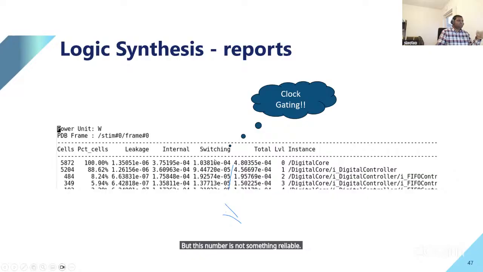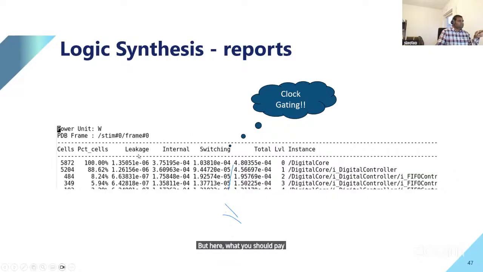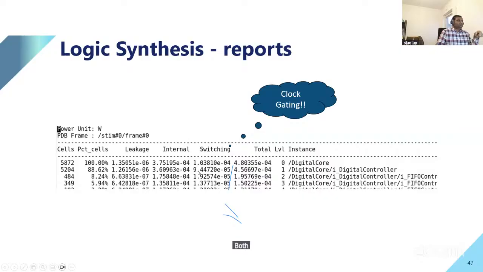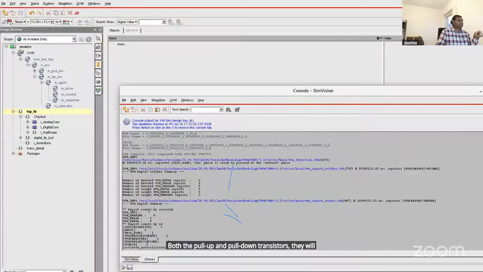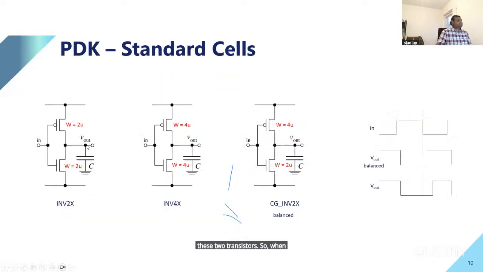You can give your own switching activity later on, but here what you should pay attention to is mostly leakage and internal power. Internal power is basically when switching happens, both the pull-up and pull-down transistors will be on for a short time. These two transistors, when this C pin goes from low to high or high to low, this PMOS and NMOS will be on, and then current will flow from VDD to ground for a short time.